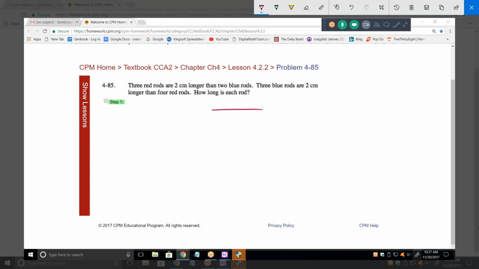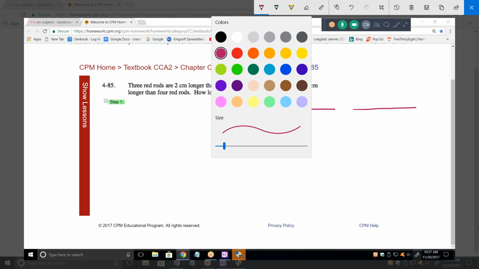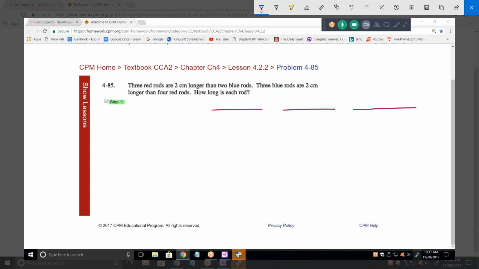So we have 3 red rods, and we have 2 blue rods. The red rods are 2 centimeters longer than 2 blue rods. I don't like their language already. Here's 1 blue rod. Here's another blue rod.